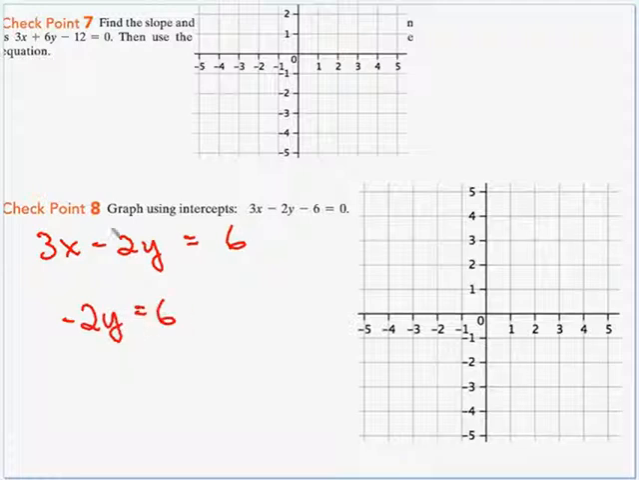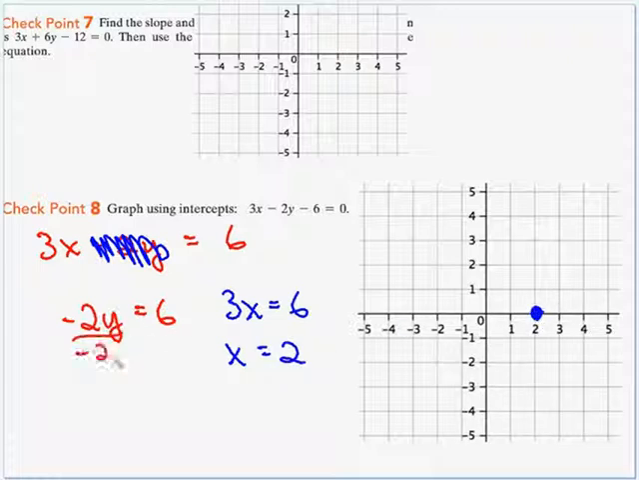And I'll switch over to blue for the other one. If I cover up my y coordinate, I see 3x equals 6. So here I would divide by 3 and get x is 2. X is 2. And here I would divide by negative 2 and get y equals negative 3. So I can put my y-intercept at negative 3 and then connect the dots.